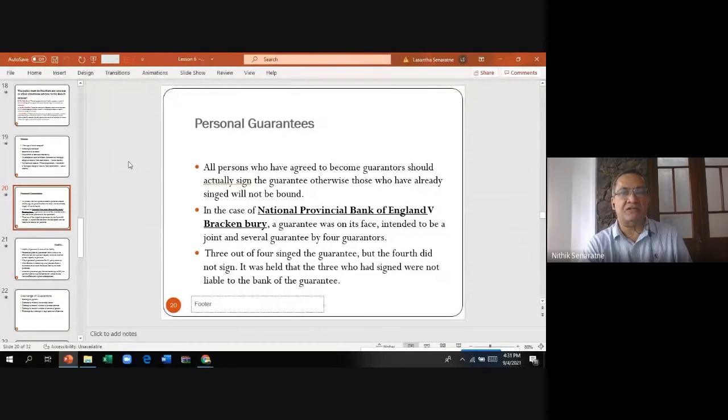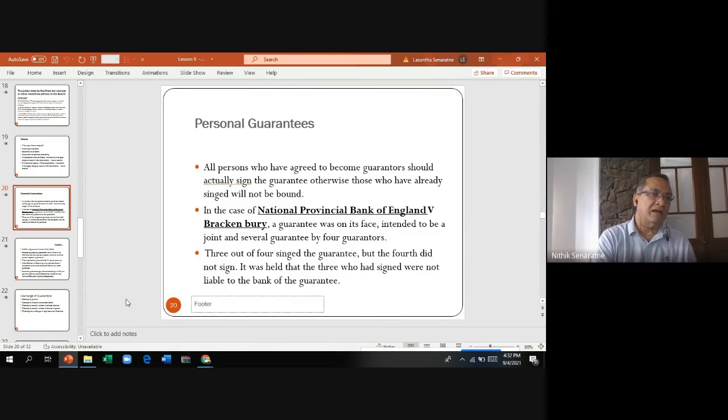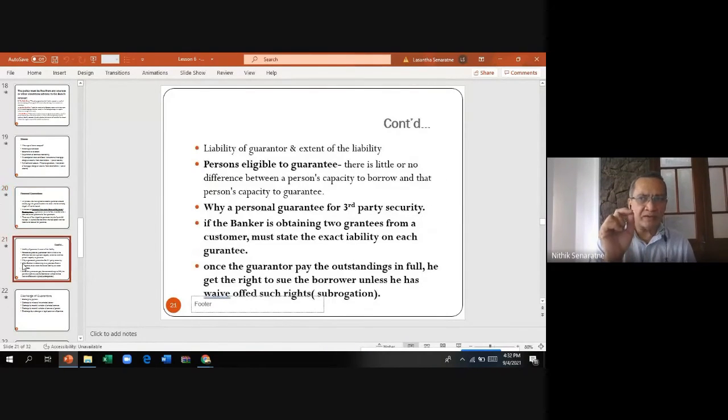In the case of National Provincial Bank, the guarantee was on its face intended to be a joint and several guarantee by 4 guarantors. 3 out of the 4 signed the guarantee, but the 4th did not sign. It was held that the 3 who had signed were not liable to the bank under the guarantee. So this is a decided case, right? Very clearly, 4 were there, 3 had signed. The court decided it's not a valid document as a guarantee. So make sure that you get the correct information and all parties have to sign.